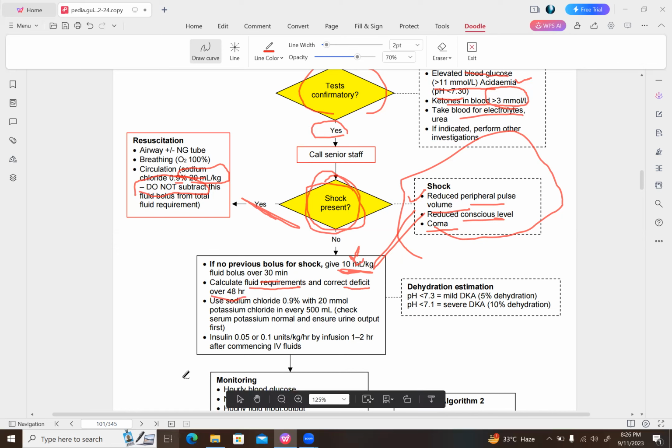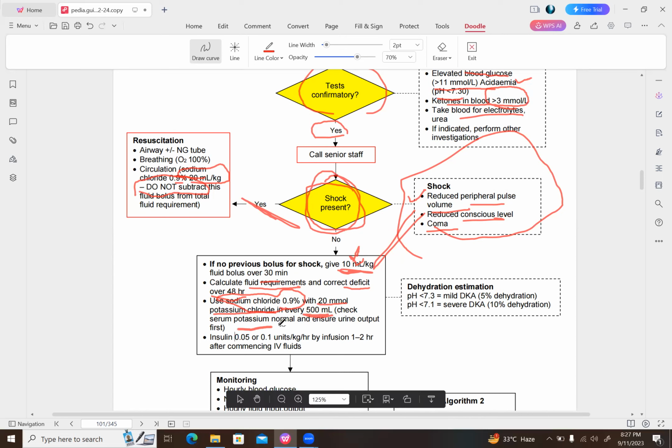We have the formula below for the deficit, so don't worry about that. Just remember, most of the time they ask what fluid you have to give in diabetic ketoacidosis. It is in the exam, the fourth exam. So remember 0.9% sodium chloride with 20 millimole potassium chloride in 500.